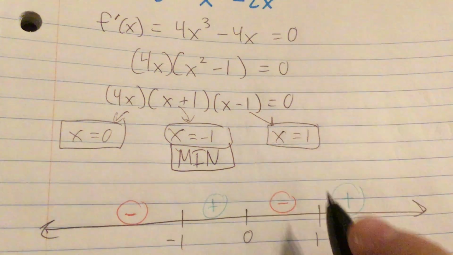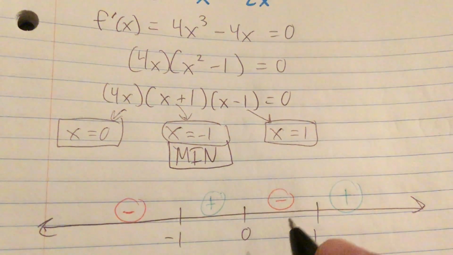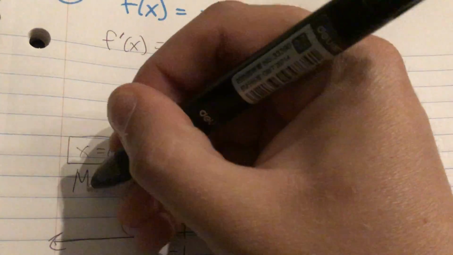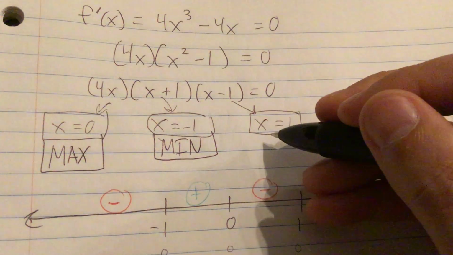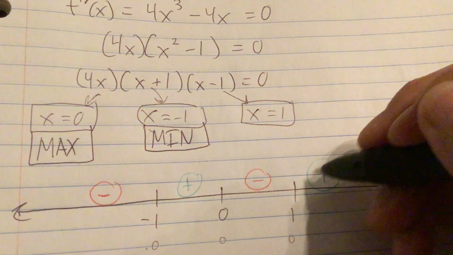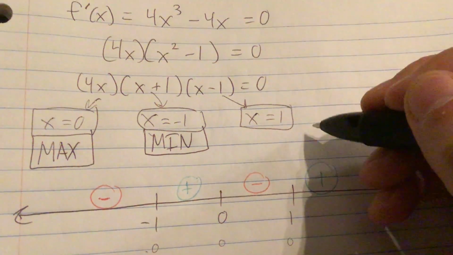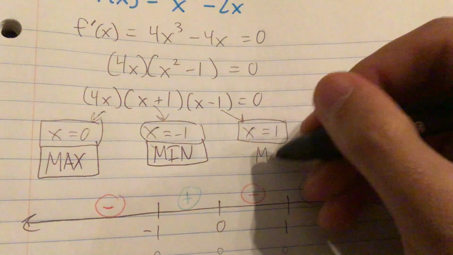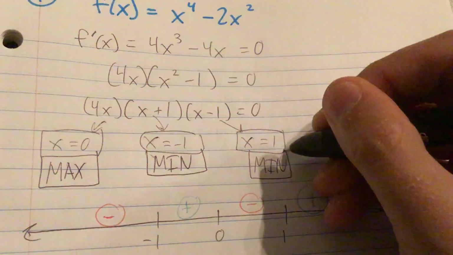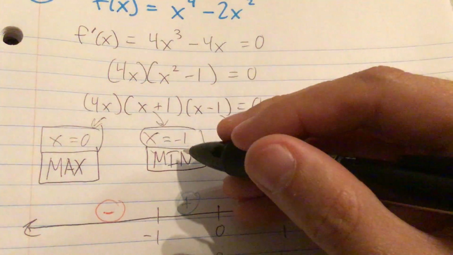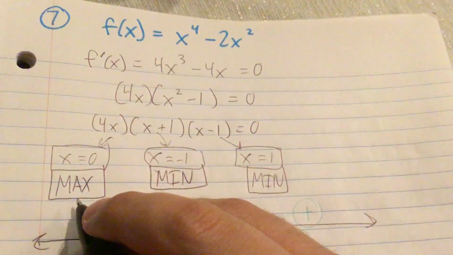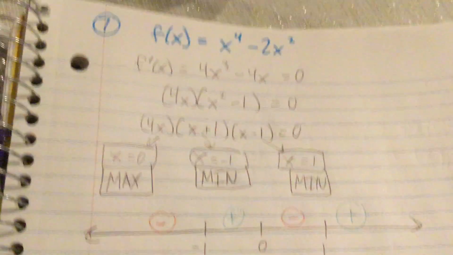Rise, stop, fall. Those are the characteristics of being a local maxima. Fall, stop, rise. Those are the characteristics of a minima. So my local minima are at x equals -1 and x equals 1. And my local maximum, there's one of them, is at x equals 0.